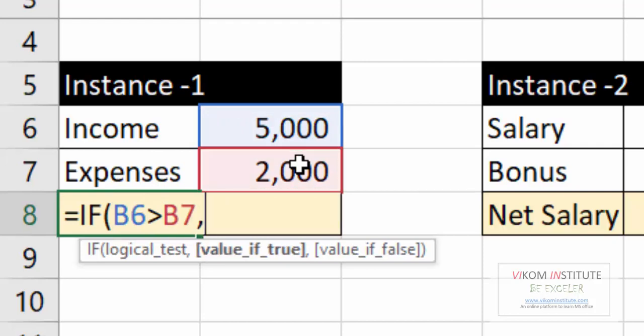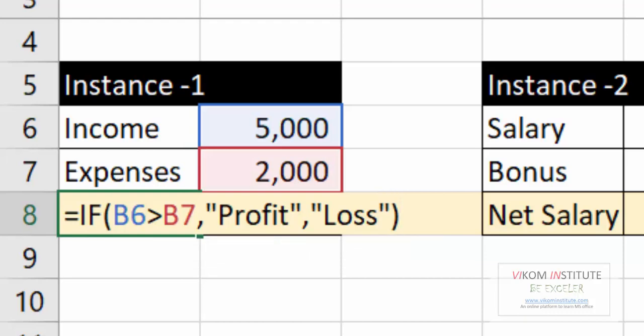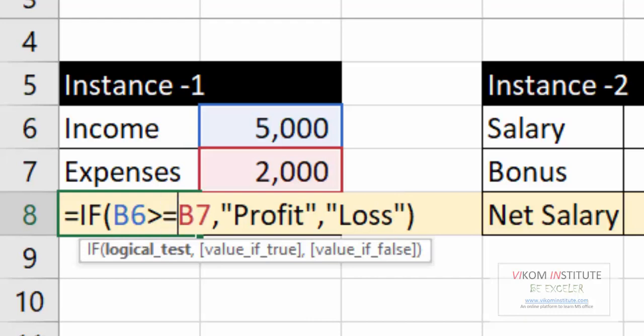Now, the logical test would produce two answers, either true or false. In case of true, you need to put the value here. What do you want in case of true? So I want, in case of true, there would be profit. Otherwise, I want loss. But what if income and expense are the same? Then this example would produce loss because we have only put the greater than symbol. So we need to put equals here, greater than or equal to. Now press enter.